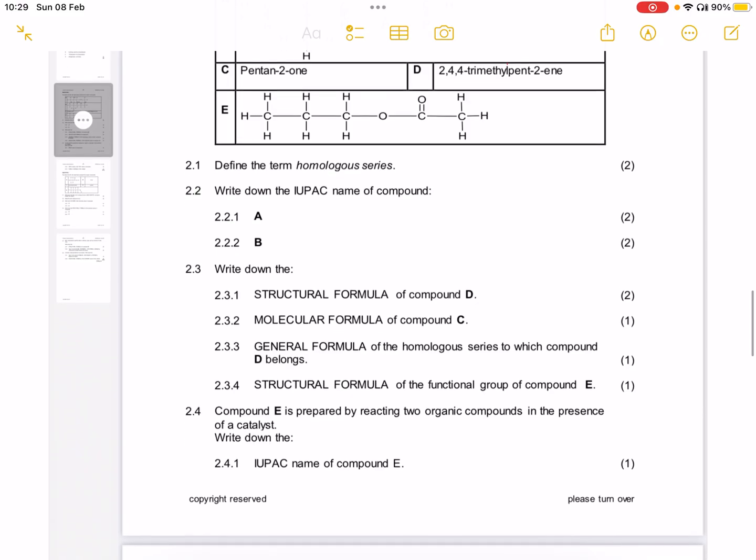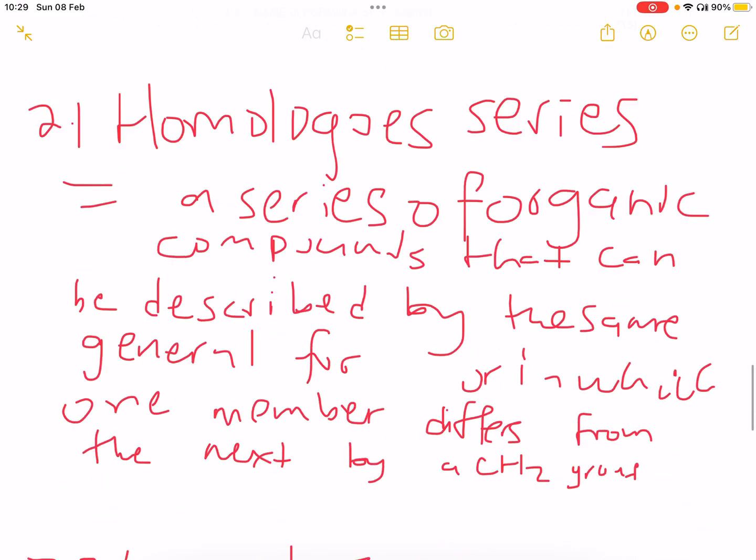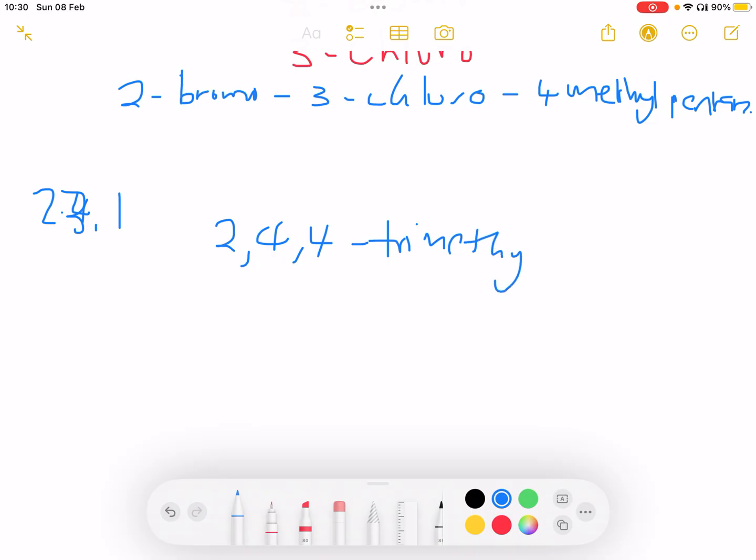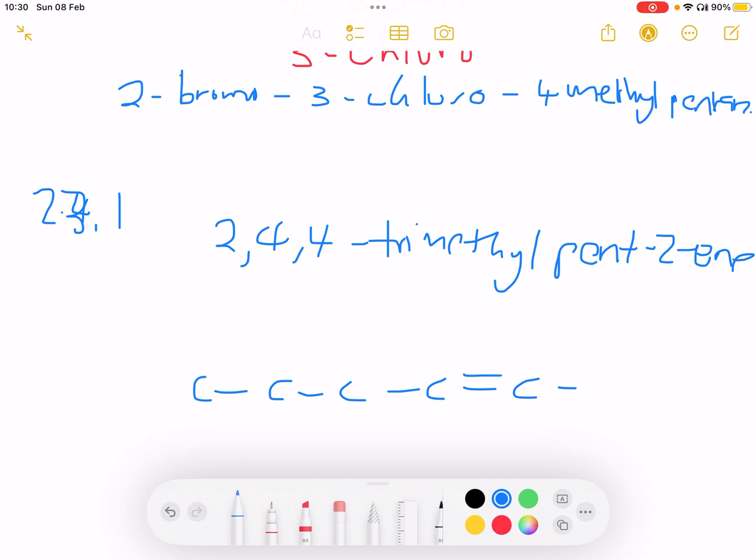2.3.1, write down the structural formula of compound D. Compound D. They say they want 2,4,4-trimethylpent-2-ene. So we're looking for a 1, 2, 3, 4, 5 carbon chain, and there is a double bond at the second, and the rest we can put our single bonds.